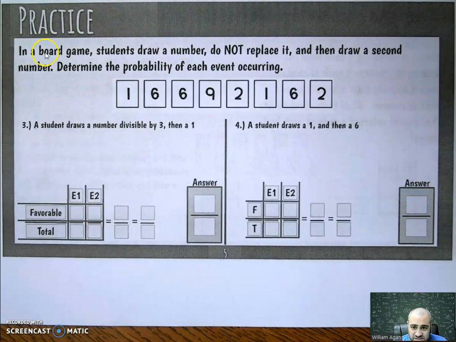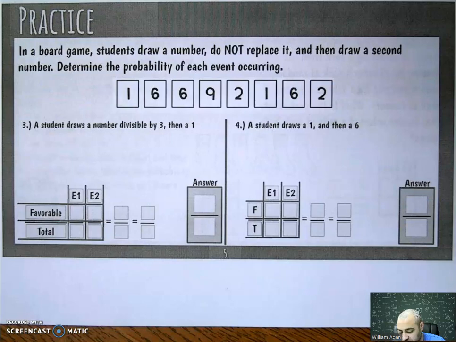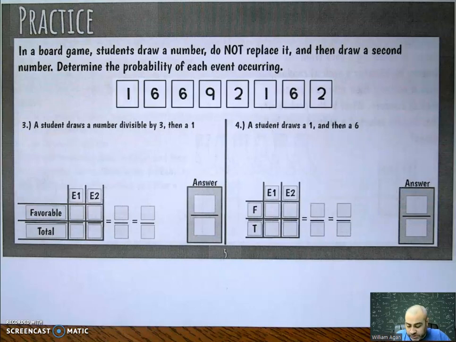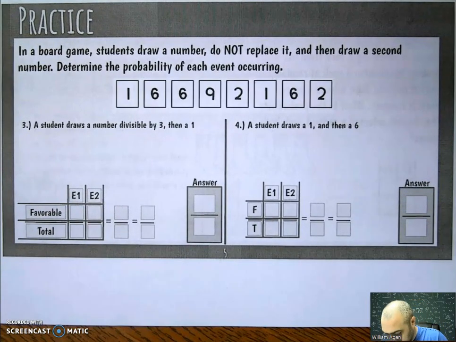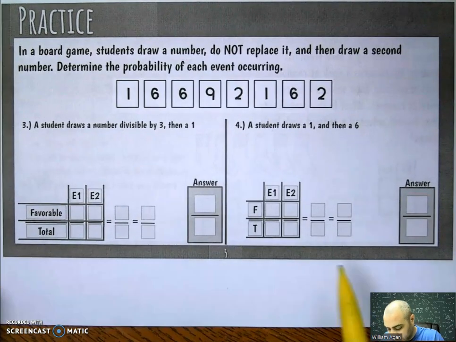Okay, this is the same situation. We still have a board game, still have the exact same numbers, it's just two more questions. So number 3 says a student draws a number divisible by 3 and then a 1. Okay, so numbers that are divisible by 3. Let's hang on for a second and think about that.